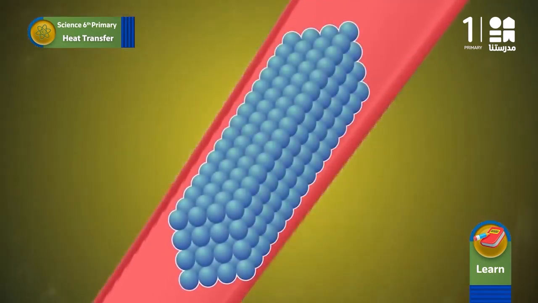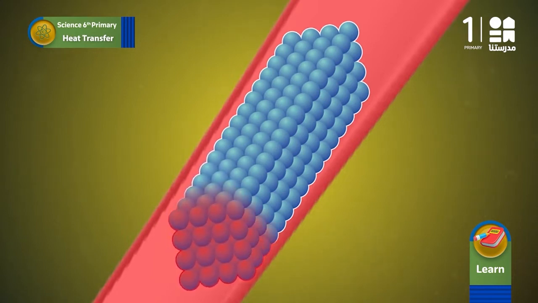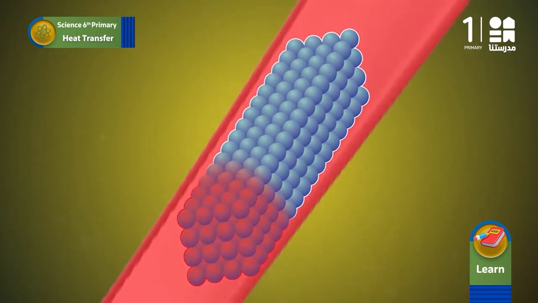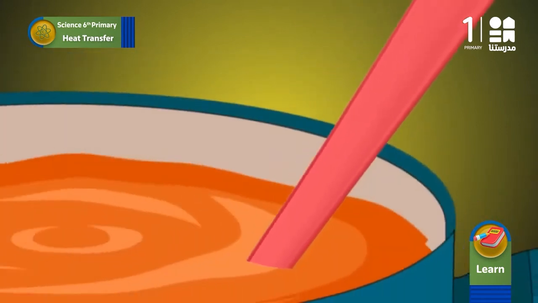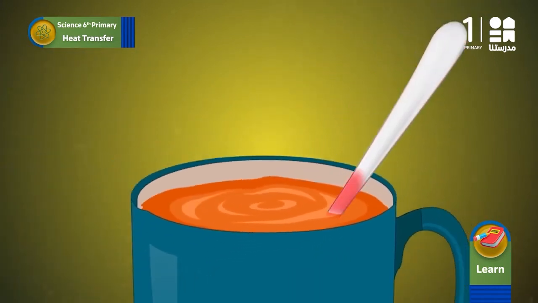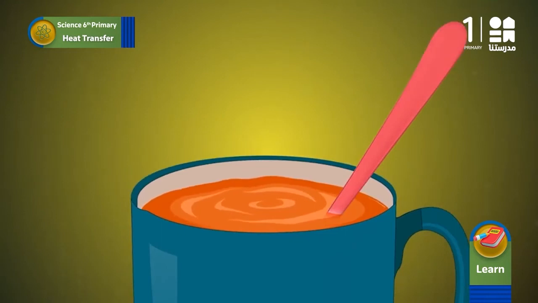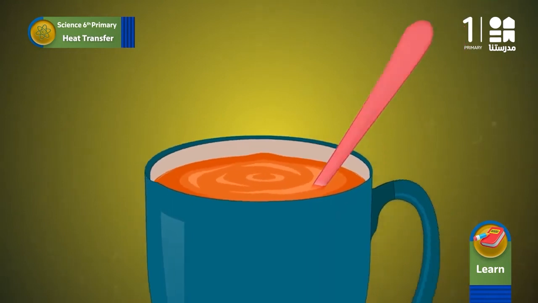The metal spoon is made of atoms that begin to vibrate and move as they're heated. The atoms collide and pass on their energy to adjacent particles, and the heat flows through the spoon so that it becomes hot. That's how thermal energy spreads, by conduction.